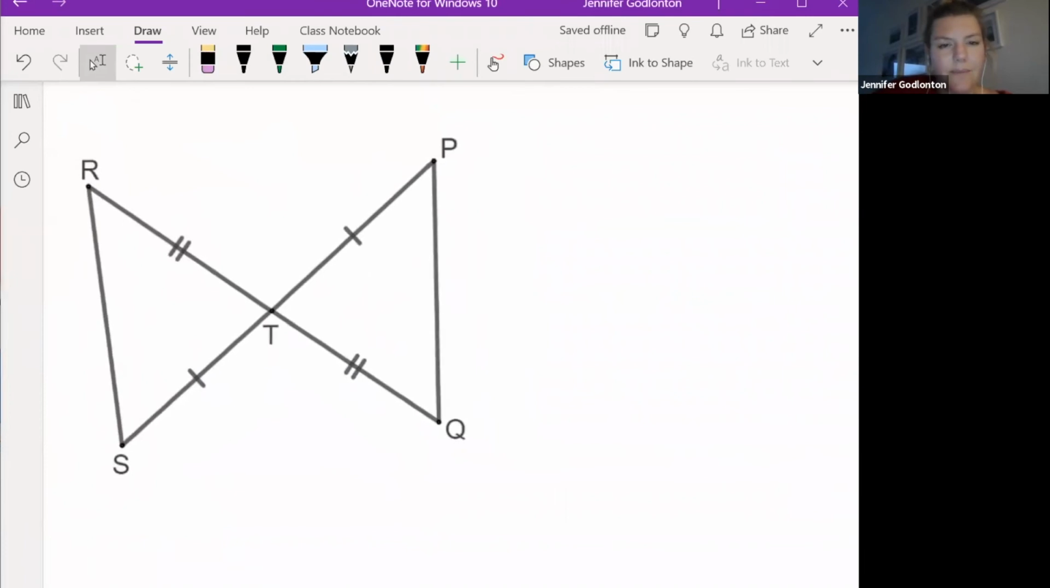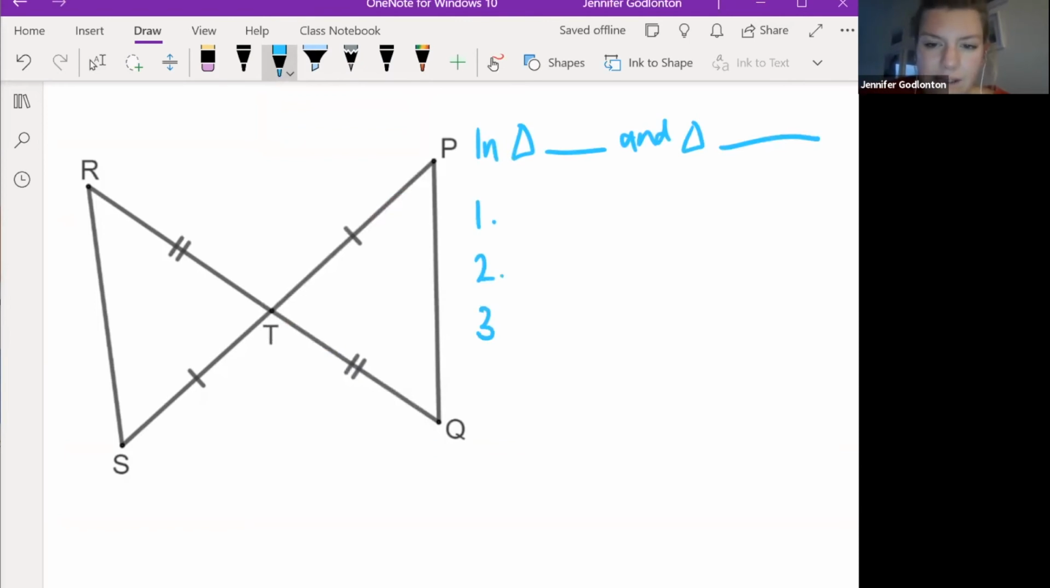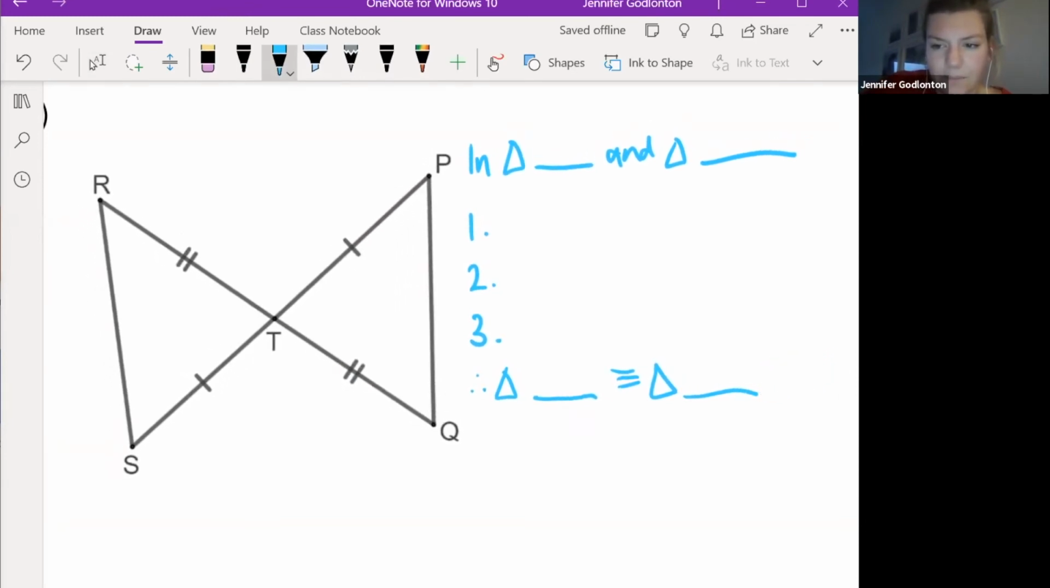Okay. So when you're going through this, I want you to have your introductory lines. I'm going to write you a skeleton for this one just to make sure that you do it 100% correctly on your side. So you want to say in triangle and triangle. Then you want to give your 3 reasons. Okay, and then you're going to say therefore triangle this is congruent to triangle this because of this reason. Okay. Give it your best go. And try and set it up nice and neatly in your book so you can get into this habit.